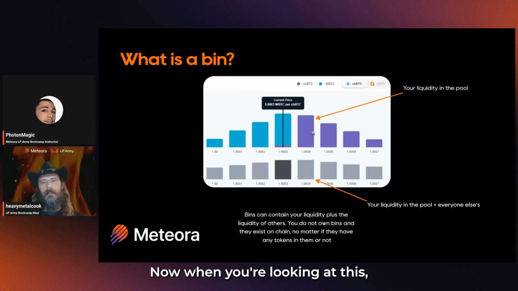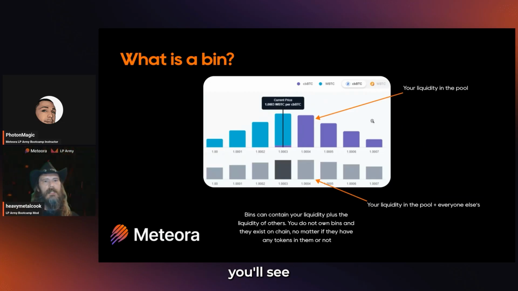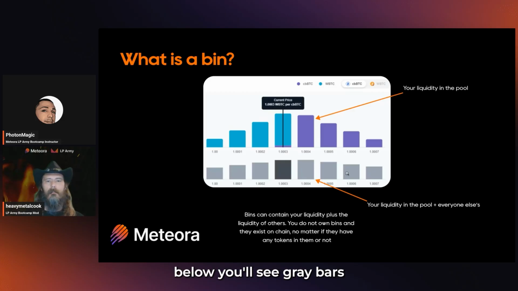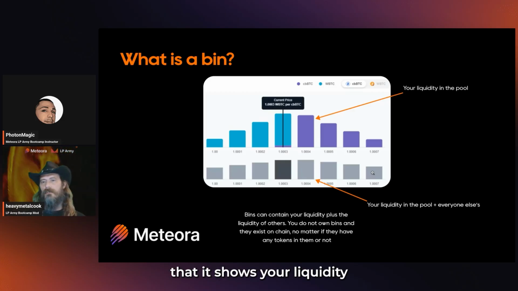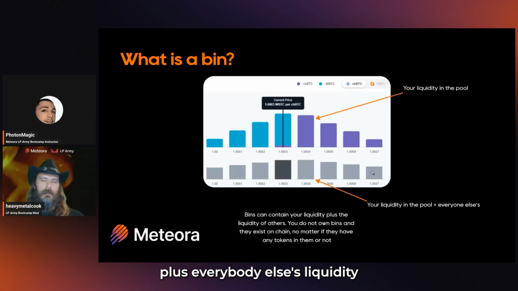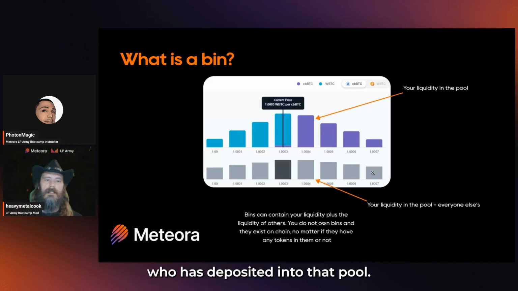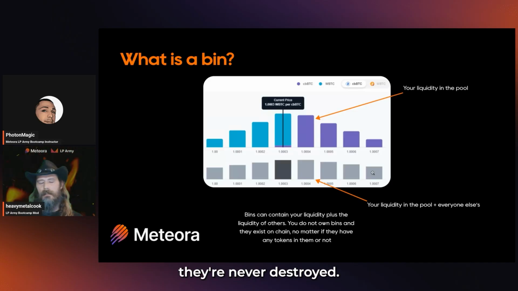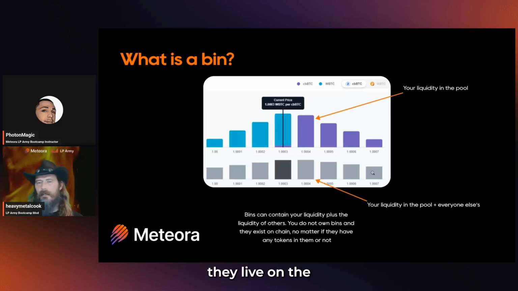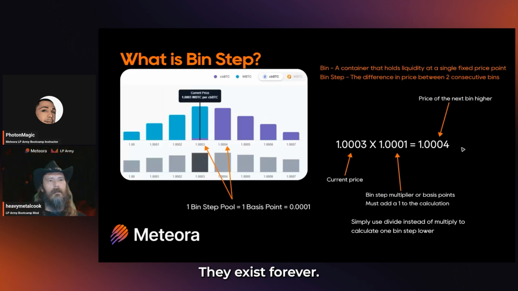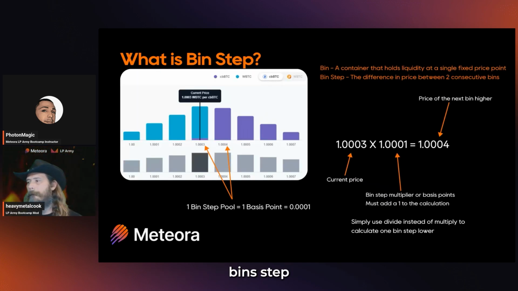That's what those are. Now, when you're looking at this, you'll see this is a representation of your liquidity in the pool on top. Below, you'll see gray bars that show your liquidity plus everybody else's liquidity in that same pool. So you don't own the bins, you're sharing the bins with everybody else who has deposited into that pool, and they're never destroyed. Once they're created, they live on the blockchain forever. Even if they are used, it doesn't matter. They exist forever.